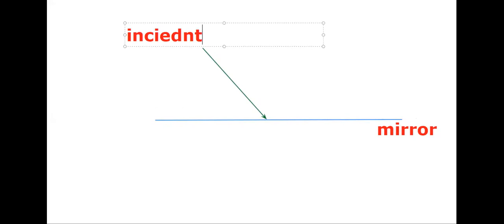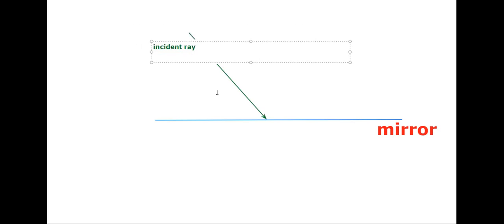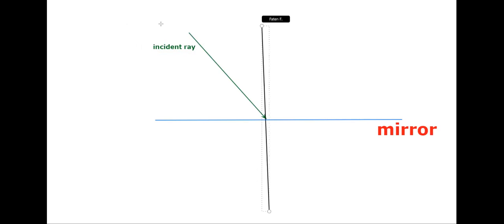This is my mirror. First I'm looking for the mirror. So this is my mirror. What is this? Incident ray. This is my incident ray. What should I draw first to draw a reflected ray? Normal. I need a normal. This is the normal. It should be perpendicular, so let me fix it a little bit. It must be perpendicular.